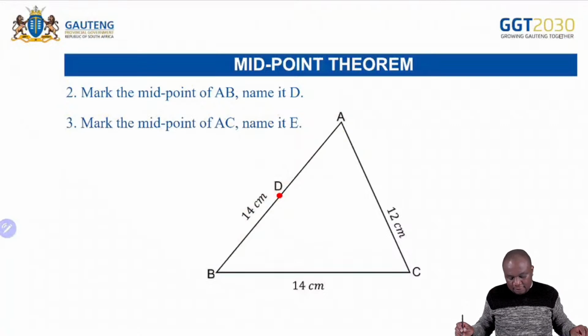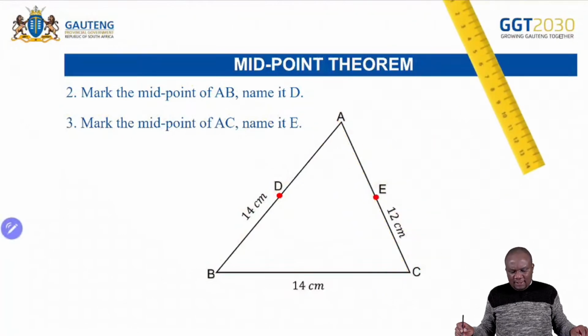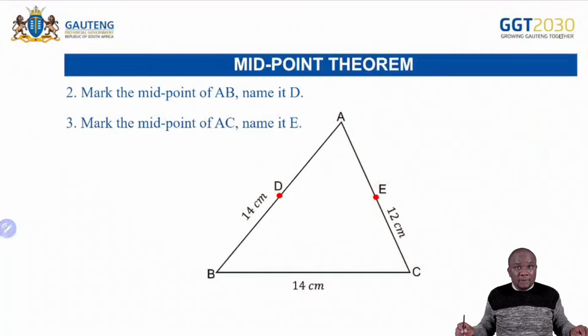And then let's find the midpoint of AC. AC is 12, so the midpoint should be at 6. So mark that point and name it E. Okay, have you done that? Okay, right. You don't need to measure your things. I'm going to give you the measurements.